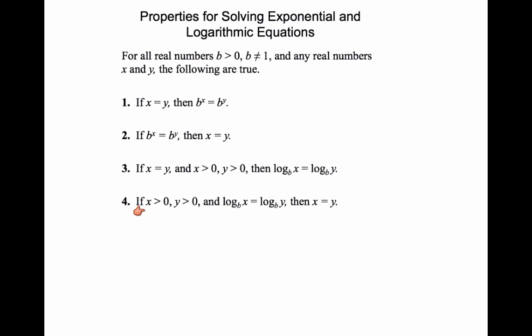And number 4: if x is greater than 0 and y is greater than 0, and log of x is equal to log of y, then from there we can conclude x is equal to y. Notice that the base has to be the same. So let's take a look at some examples.